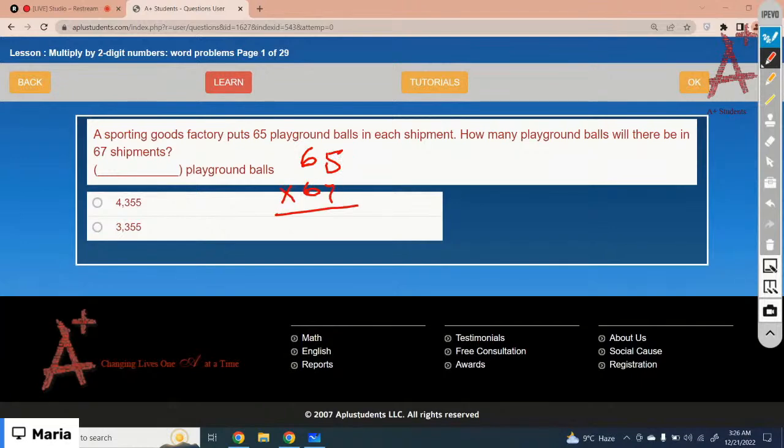So always start multiplying with the ones digit, and it starts with 7. 7 times 5 is 35. Write 5 and carry 3 to the next digit. 7 times 6 is 42. You have to add the carry, so 42 plus 3 is 45. So we don't have any digit right next, so you have to write 45 as it is.